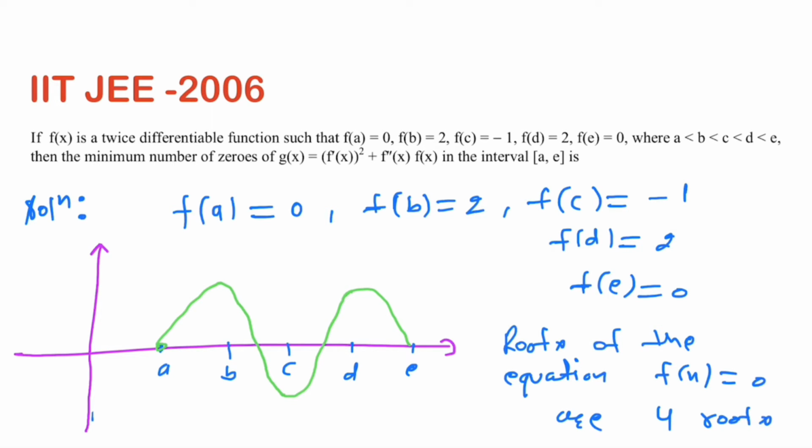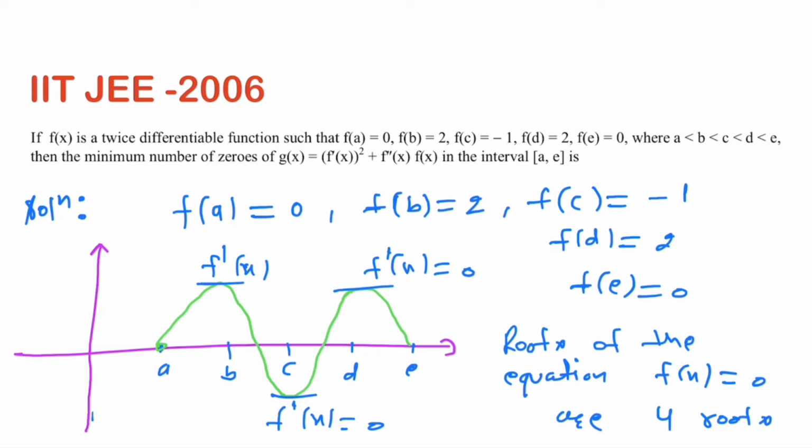So you must know the derivative. Here f'(x) will be equal to 0. Here again f''(x) will be equal to 0 because the function is twice differentiable. You must know, for any differentiable function, if the number of roots of the equation f(x) = 0 is n, then the number of roots of the equation f'(x) = 0 will be at least n - 1.